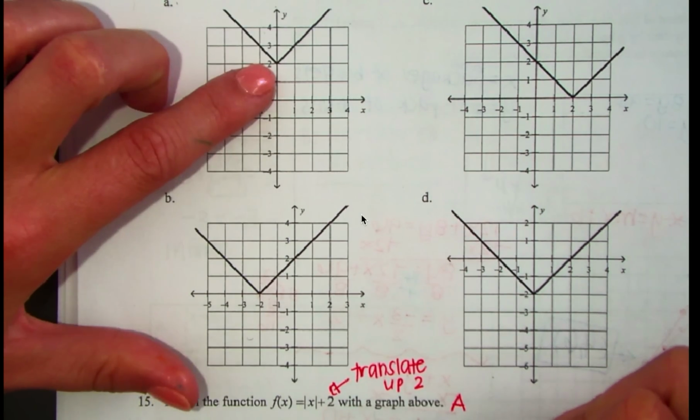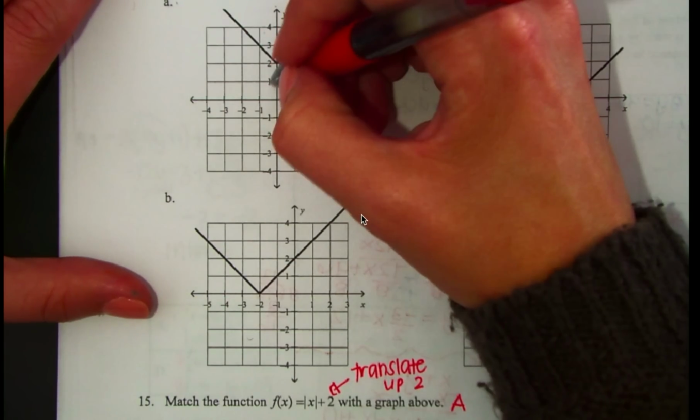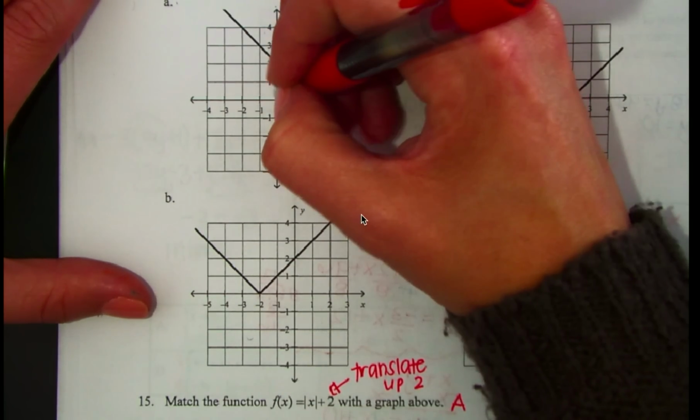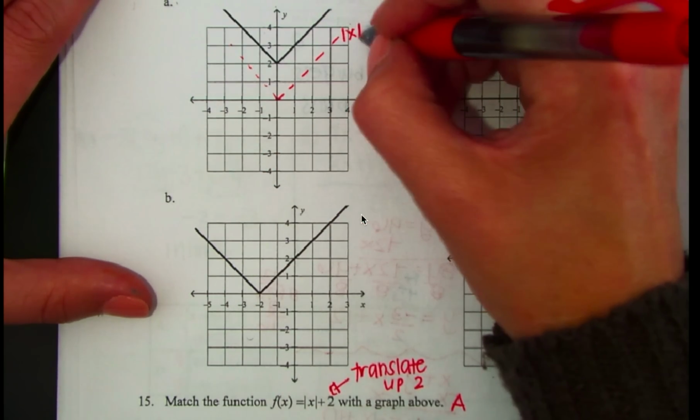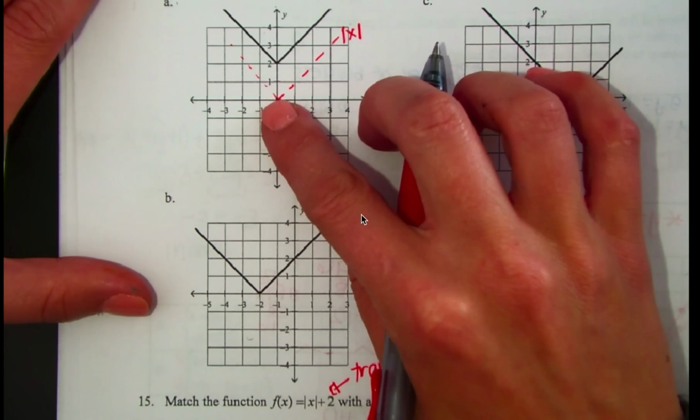We went up 2 for our vertex. And I can show you that it's because your parent function, absolute value of x, is here at 0, 0 for a vertex.